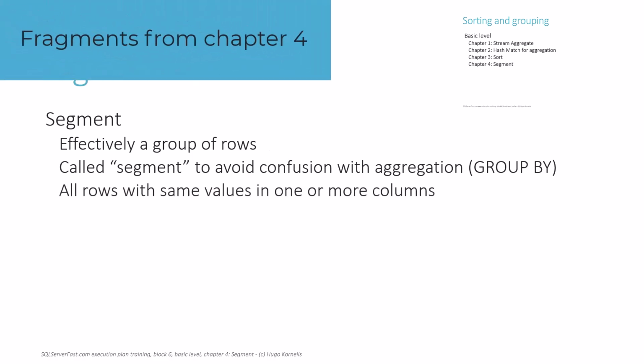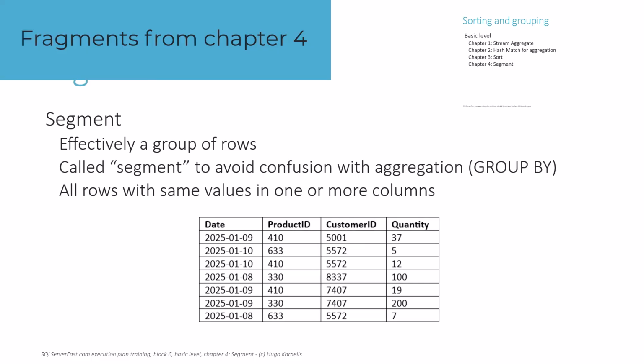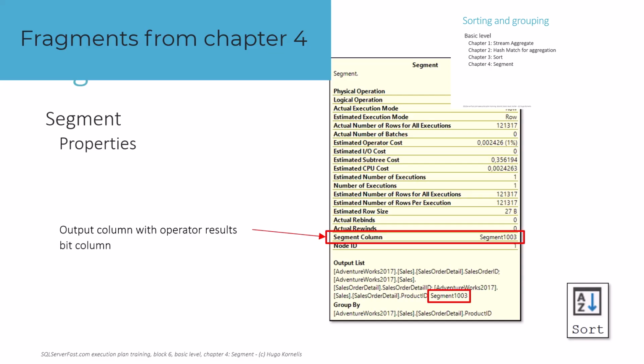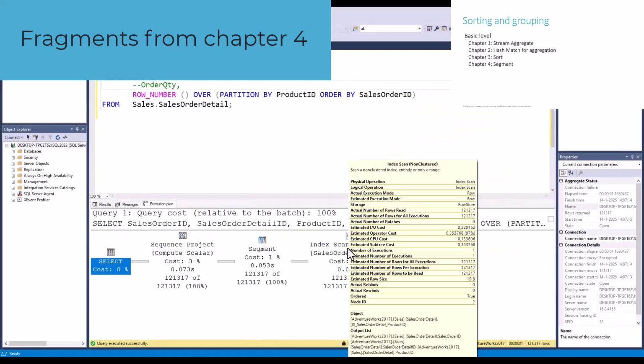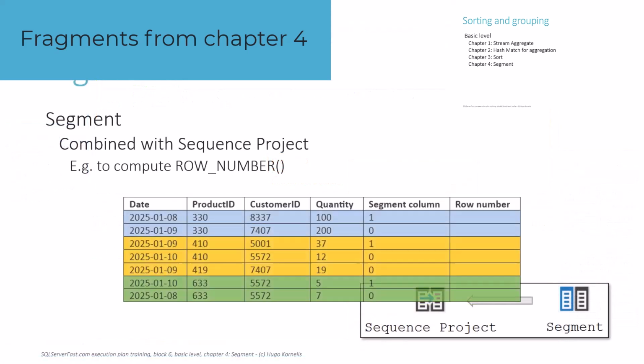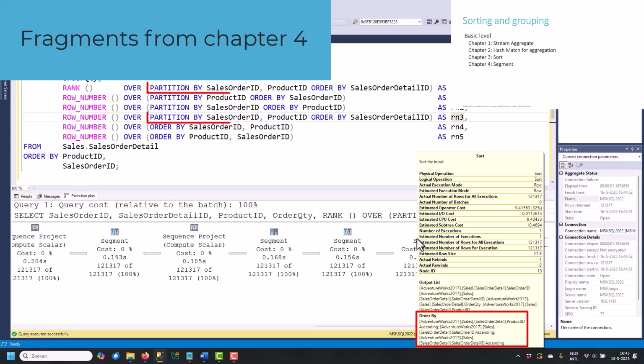Chapter 4 covers the segment operator, which is used to identify segments in the data. The method used is simple. The operator simply adds a new column that is set to 1 on the first row of a new segment and to 0 on all other rows. By itself, this is meaningless. It becomes relevant because the parent operator of a segment operator adapts its behavior based on that segment column. For instance, the sequence project sets or resets its internal counters based on 1 or 2 segment columns.